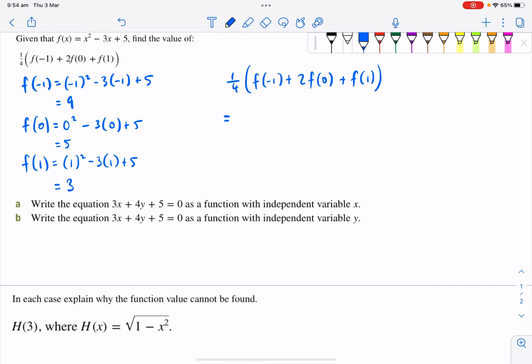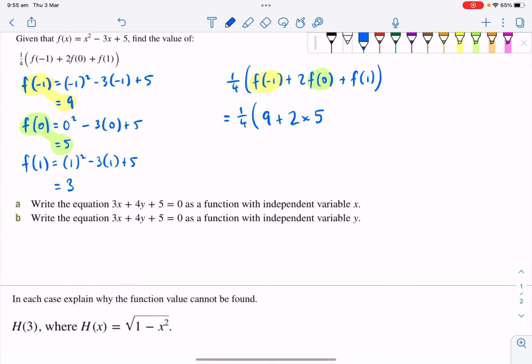All right, so we start off with a quarter. That's just there. Now begins the substitution. f of negative 1 is equal to 9. To make that clear, f of negative 1 equals 9, so we're going to replace that with a 9. Now notice here we have plus 2 times f of 0. There's a times there, it's just like algebra. 2 times f of 0. If we look, f of 0 is 5. So we're going to substitute f of 0 with 5.